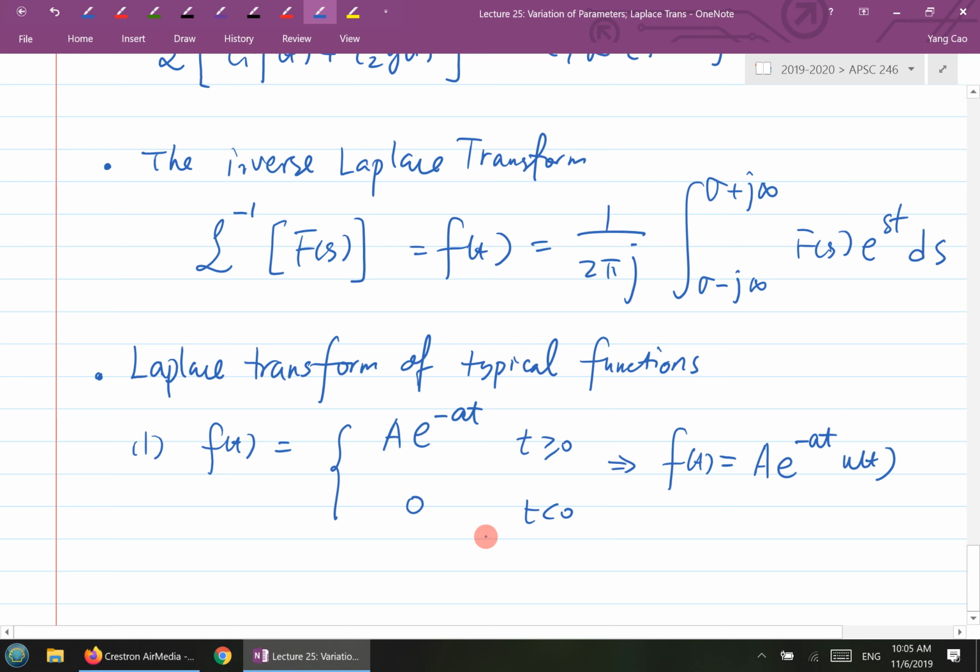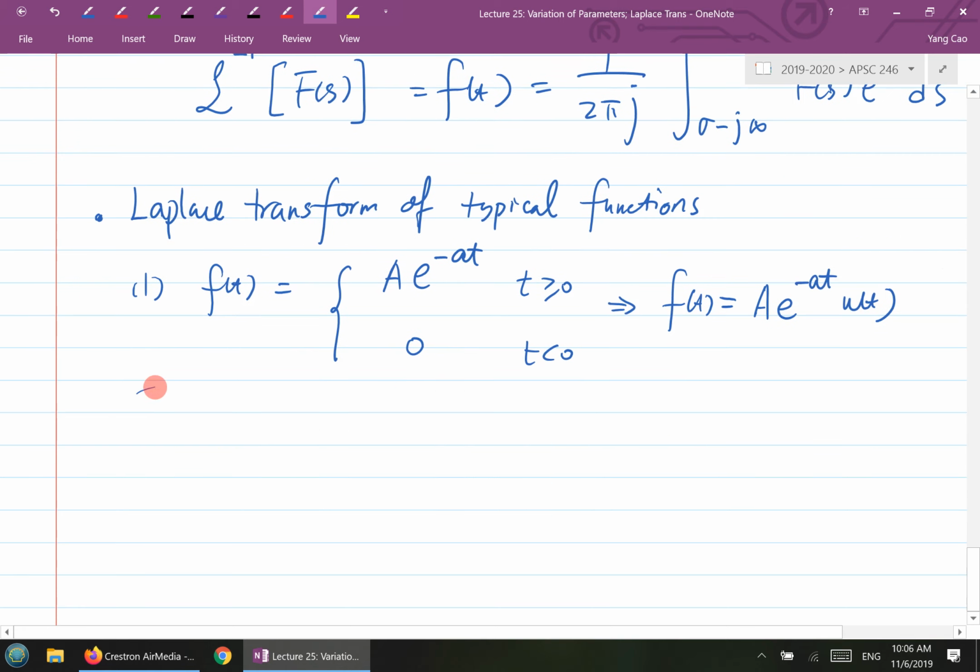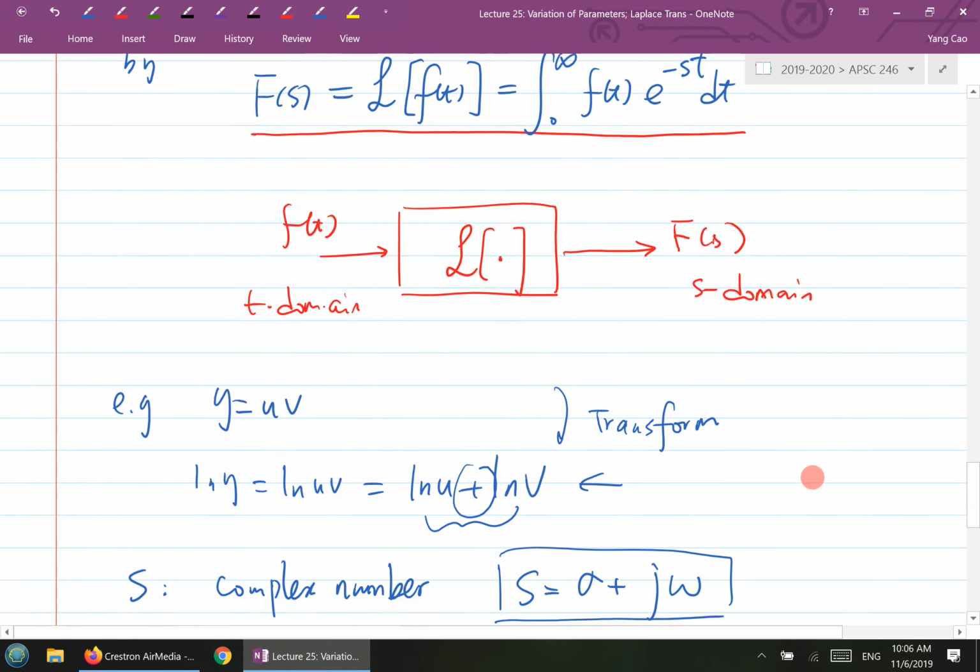u of t is equal to 0 when t is less than 0, and u of t is equal to 1 when t is greater than 0. That's exactly the same as this. So what is the Laplace transform of this function? We will use the definition of the Laplace transform to do the calculation. The definition is listed here.